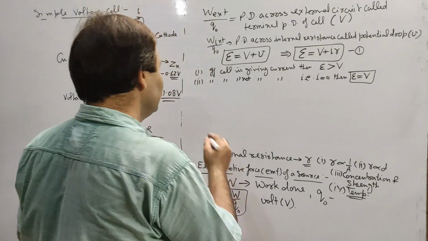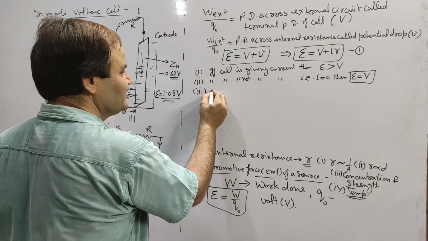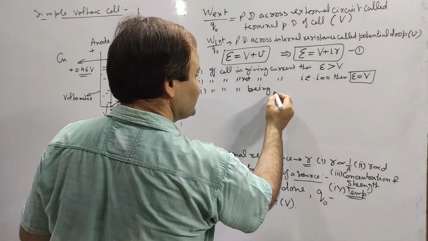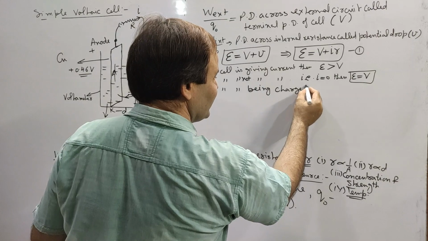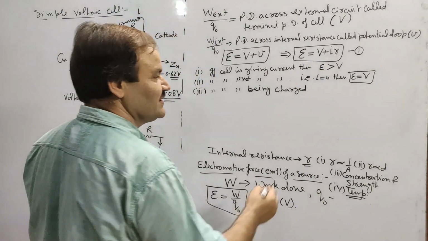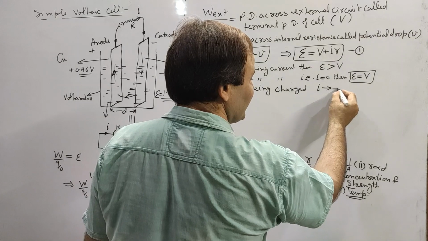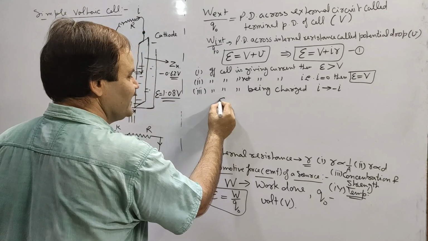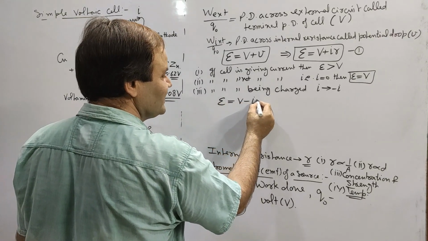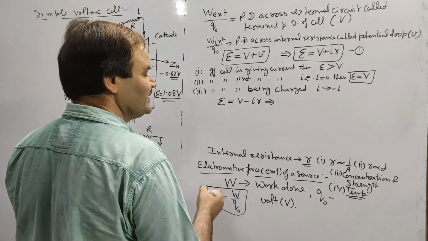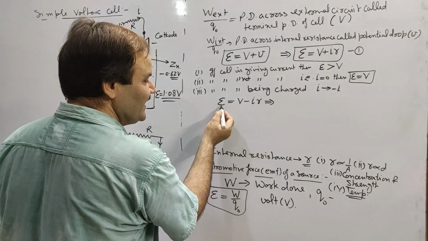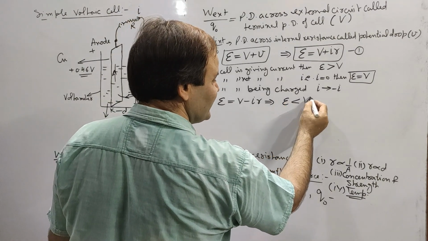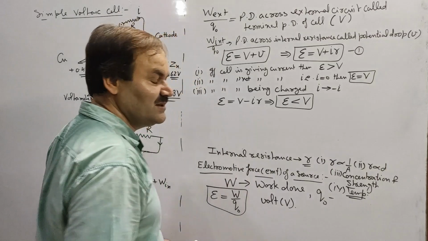Now the third condition, if the cell is being charged. If the cell is under charging, then the direction of current through this cell will reverse. So I will be replaced by minus I, and then EMF E will become V minus IR, and this implies that V will be E plus IR, that is, the EMF of the cell will be less than the potential difference across its terminals.